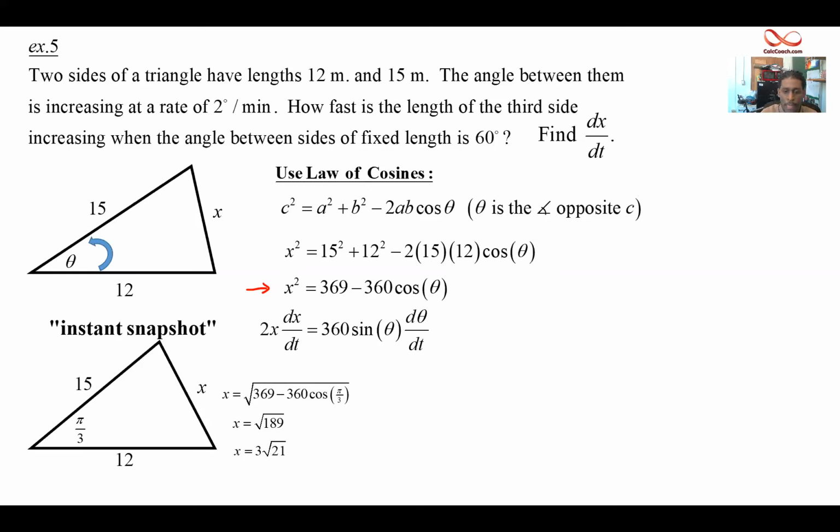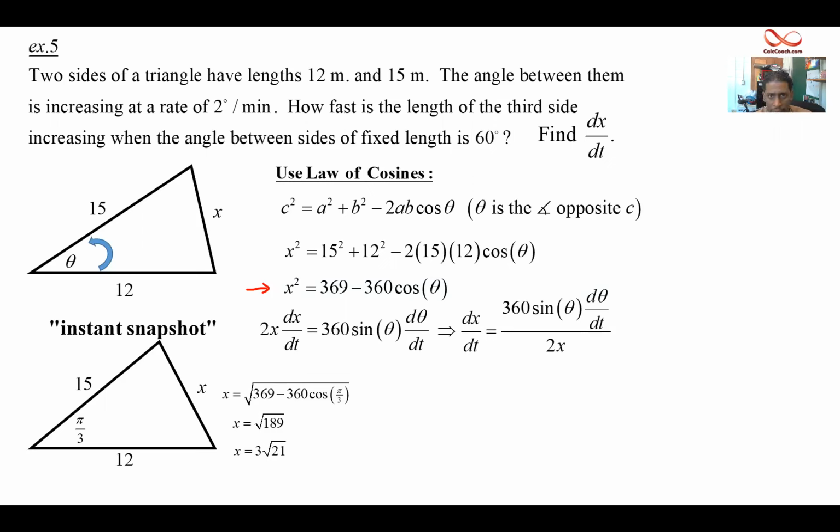Okay? So there are 4 different players in this equation. We have 3 of them. We have to find the 4th one. We can plug in now or we can plug in later. I'm going to solve for dx/dt here. So I'm going to divide by 2, divide by x. And dx/dt is equal to the right-hand side divided by 2x.